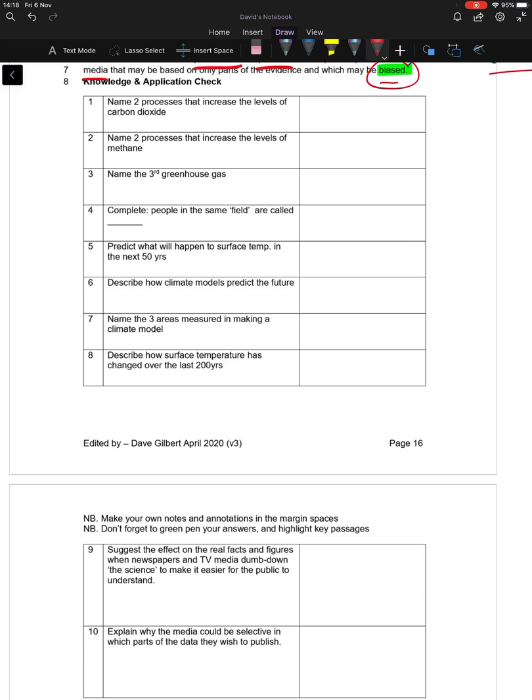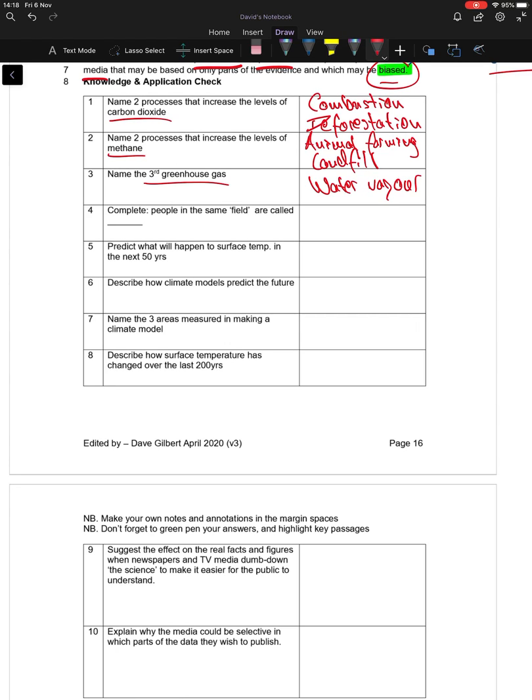Two processes that increase the levels of carbon dioxide: combustion, especially fossil fuels, and deforestation. Two processes that increase levels of methane: animal farming and landfill. So we've talked about carbon dioxide, we've talked about methane. What's the third big greenhouse gas? Water vapour. People in the same field or same area of expertise in science are called peers. Predict what will happen to surface temperature over the next 50 years. We would expect it to increase.